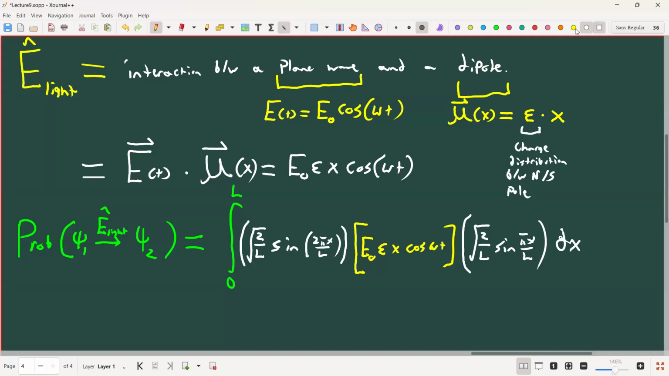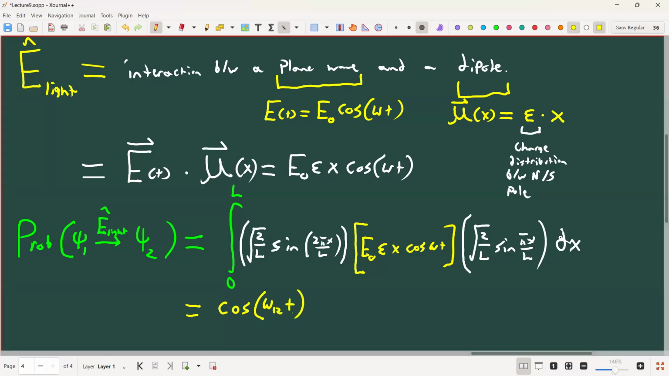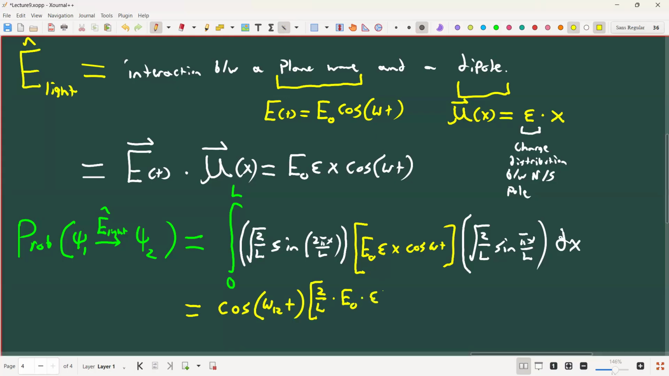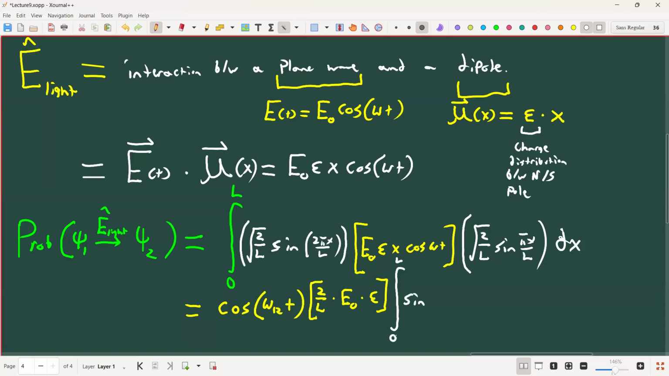All right, so let's just simplify things out. The interesting thing is that this cosine term just comes out. And remember, the light is resonant with the energy levels, so omega is omega 1,2. We get this factor of cosine out. We get some numbers, a 2 over L, an epsilon naught, epsilon, just some numbers, and give us some sense of dimensionality. And we're left with just an integral from 0 to L of sine 2 pi x over L times x times sine pi x over L.